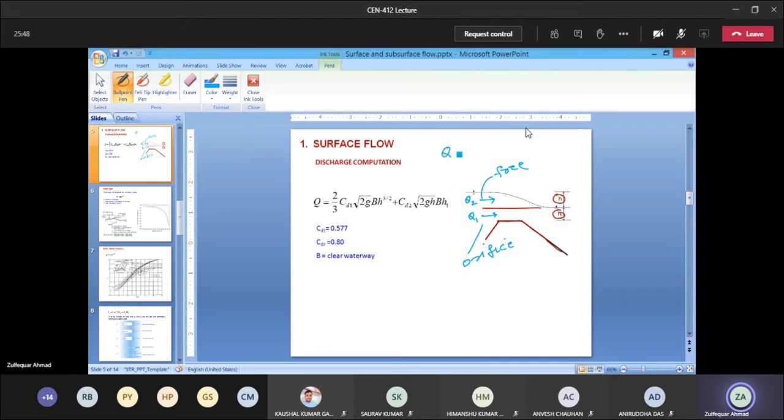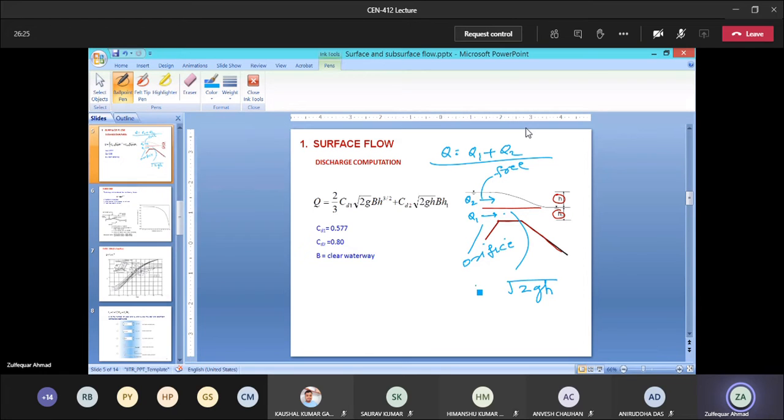The total discharge is equal to Q1 plus Q2, right? As far as Q1 is concerned, this is the orifice flow. So what would be the velocity here? The velocity in this Q1 will be equal to root 2gh, because this is the height and this is the velocity. Let us say the clear waterway is B, and this height is H1.